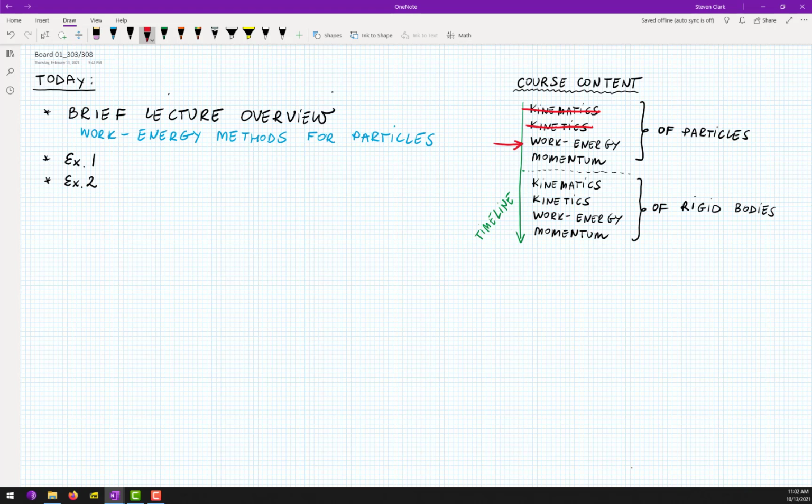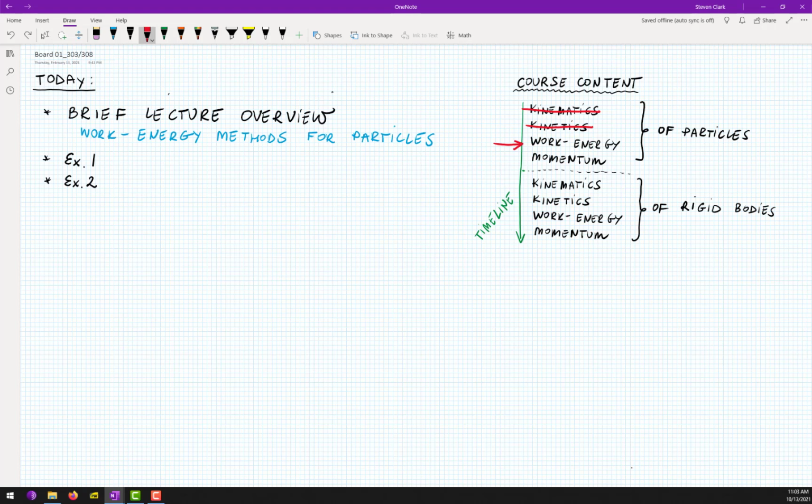But it doesn't mean that you should forget everything about kinetics and kinematics, okay? Because I think that these topics will come back in here, and maybe even in the second part of our semester, okay? There might be some examples that combine, for example, work energy and kinetics, okay? We will see. I just remember doing such examples in the past.